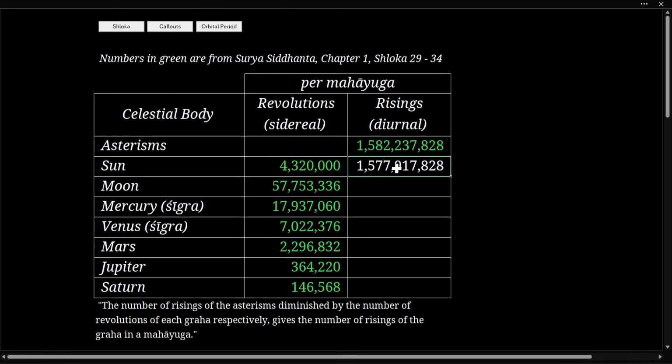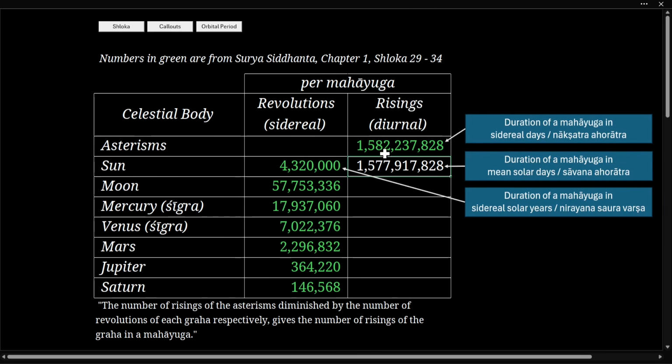Now, what does this really mean? Risings of the sun really means sunrise. And if the sun rises so many times, it simply means there are so many days, solar days, right? That's all it means. So these 3 numbers which you see on the top are telling you the duration of a mahayuga in different units. This is telling you the duration of a mahayuga in sidereal days, or what is known as nakshatra horatra, which I explained is 4 minutes short of 24 hours.